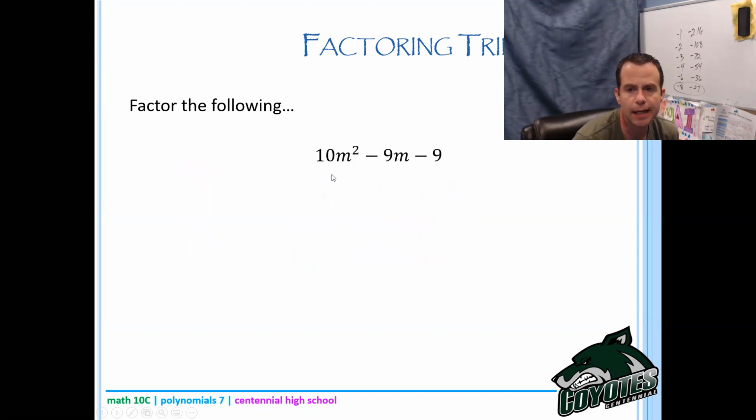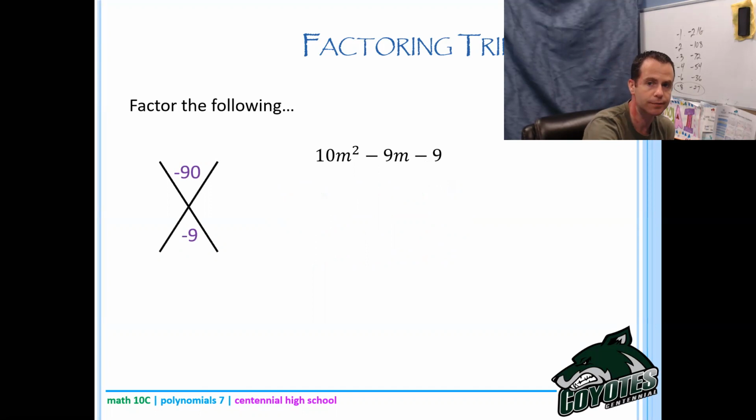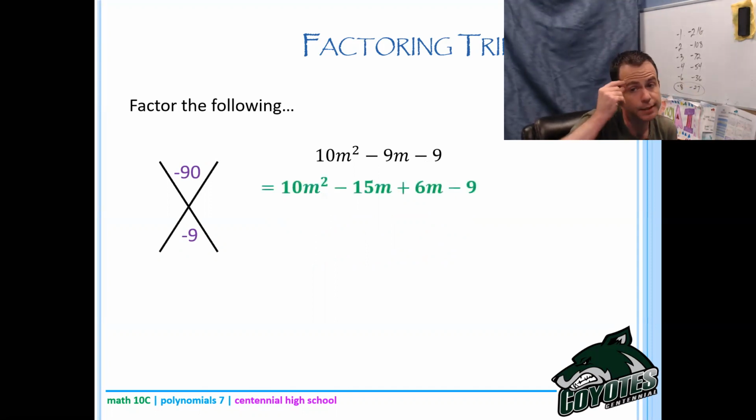Okay, 10m squared minus 9m minus 9. I'm looking for two numbers that multiply together to give me negative 90 and add together to give me negative 9. So start going through your factors of negative 90, just like I've been doing. Find me the friendly pair. The friendly pair you should have found me was negative 15 and positive 6. Remember, I would be looking for two numbers where one of them is negative. That way, when I multiply, I get a negative number. And when I add them together, I need a negative number. That told me my bigger number had to be the negative guy.